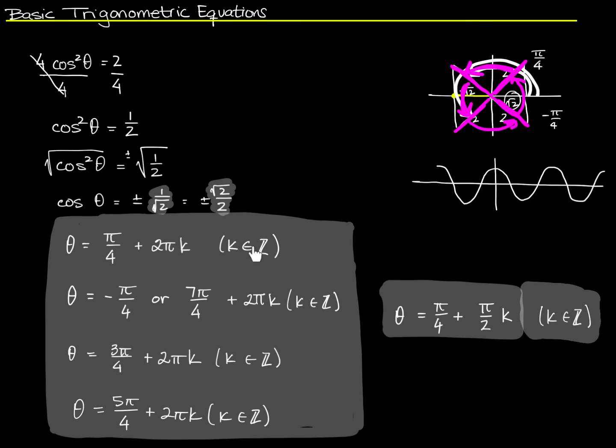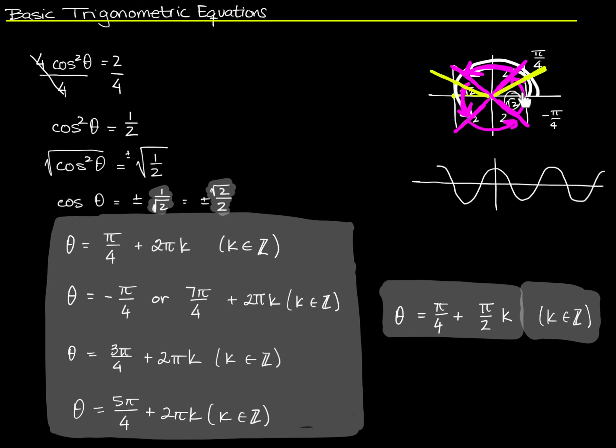This line here conveys the same information as all 4 of these lines together. So again, this is preferable because it's more compact than having 4 lines together here. We couldn't do that in our previous example because we only had 2 angles, and I can't remember what the primary angle was. I think it was pi over 6. So we had pi over 6 and 5 pi over 6.